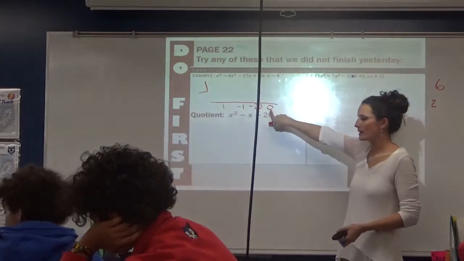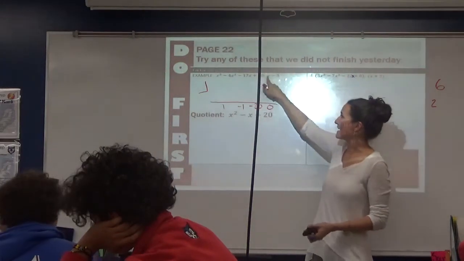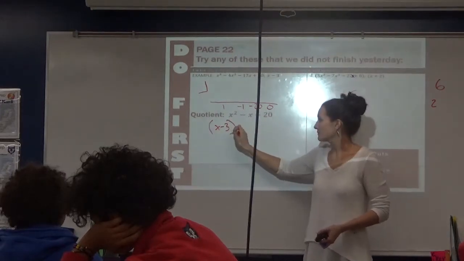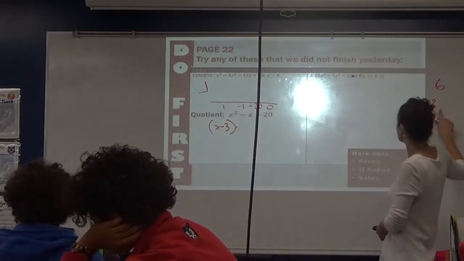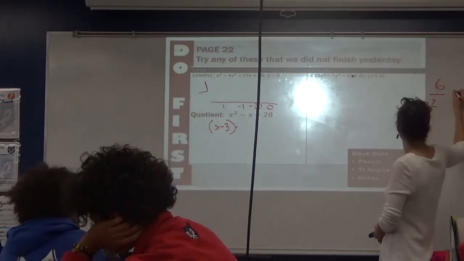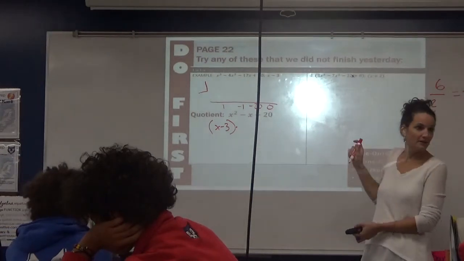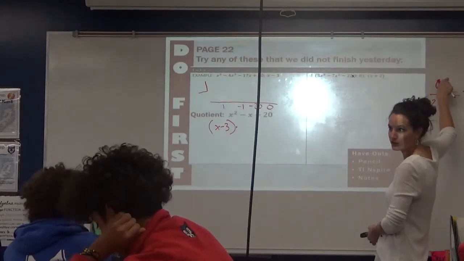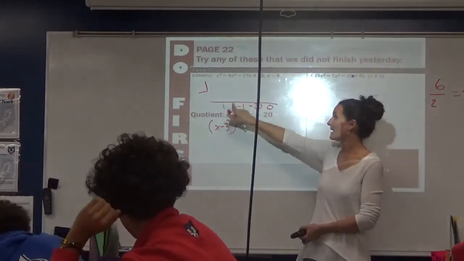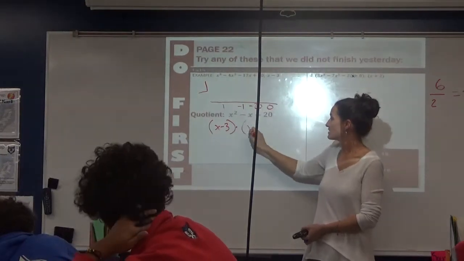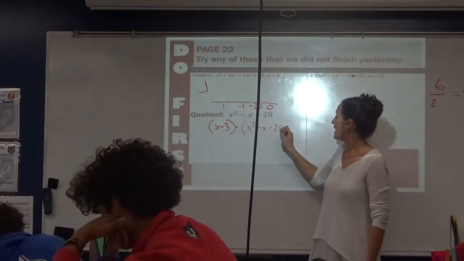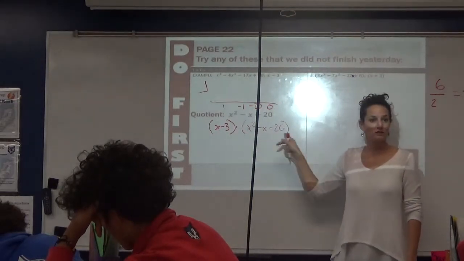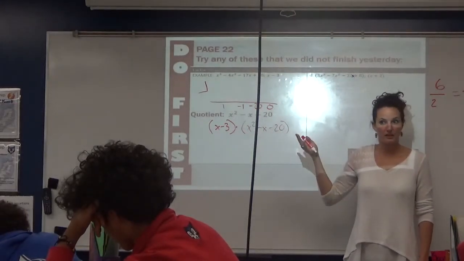And so here, since my remainder is 0, that means x minus 3 is a factor, and I can multiply it times my answer. 6 divided by 2 is 3, right? So I could multiply my answer and what I divided by, and that should give me back what I started with. So I can multiply what I divided by times my answer, and that should be equivalent to what I started with.